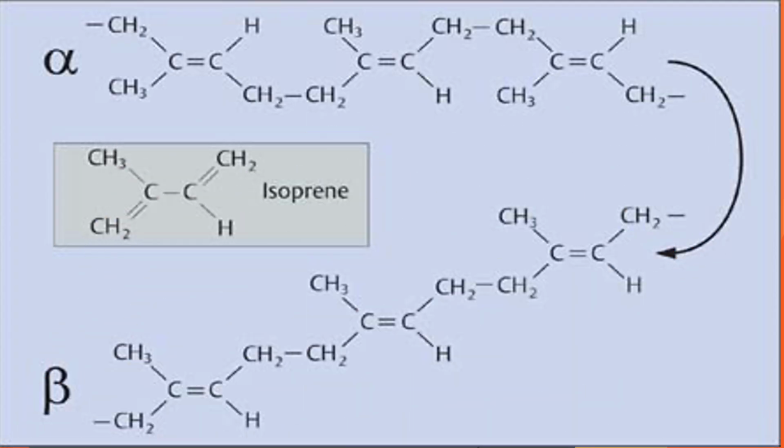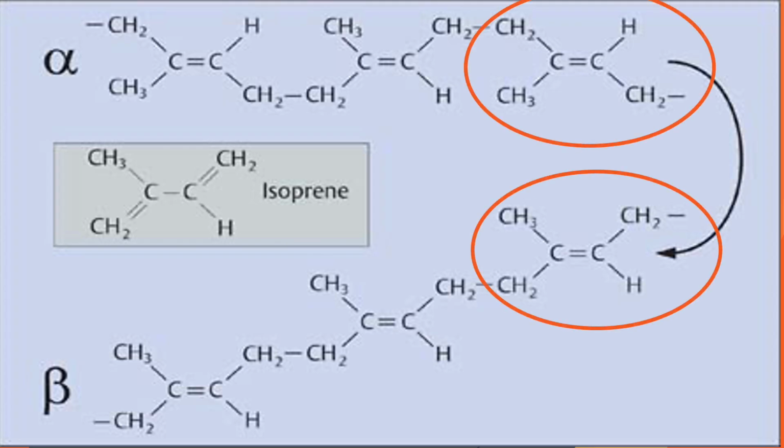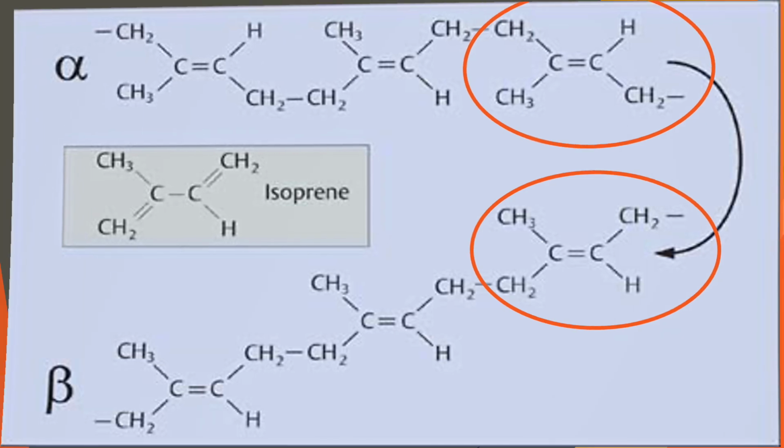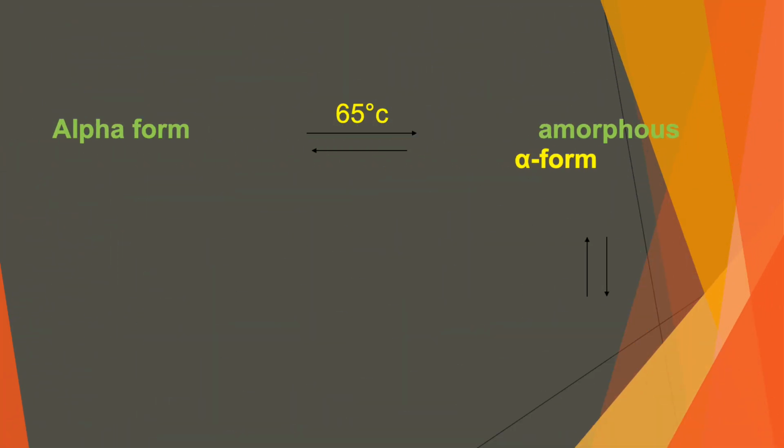Let's see the difference. It's present in an alpha form and in a beta form. There is a difference between the alpha form and beta form. The chemical structure is the same, but they are isomers. So when there are isomers, it's the same chemical formula, but they differ in their physical forms. So there is an alpha form and a beta form. Let's see the difference.